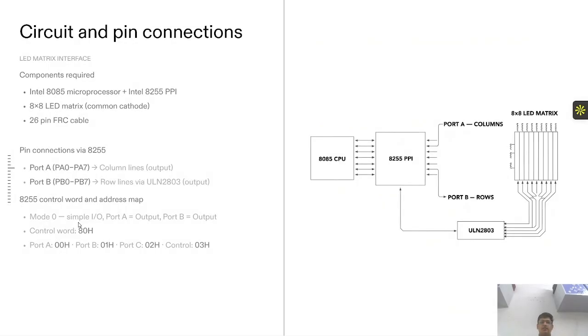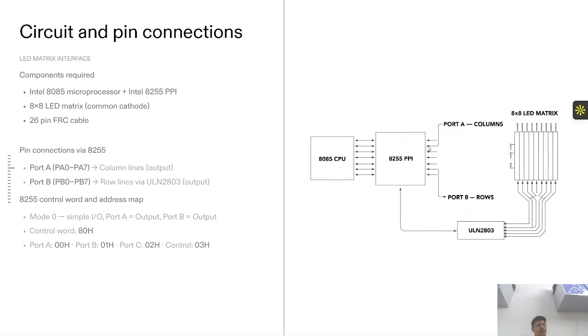This is the circuit and the pin connection. So basically, the components we require are the 8085 microprocessor along with the 8255 programmable peripheral interface, and then the 8 cross 8 LED matrix module, then the 26 pin FRC cable. So basically, if you see the pin connections, on the right hand side of the image, we can see this is the 8085 processor. Then there's a peripheral interface connected. So basically, this has two ports, port A and port B.